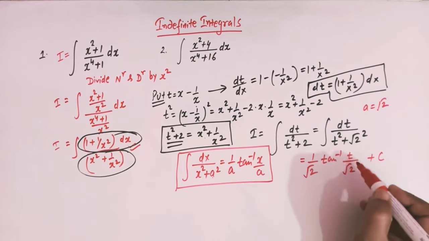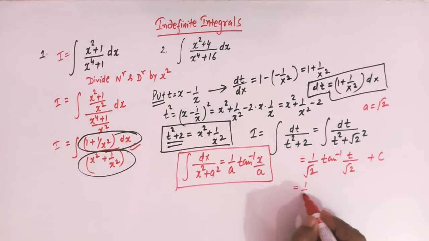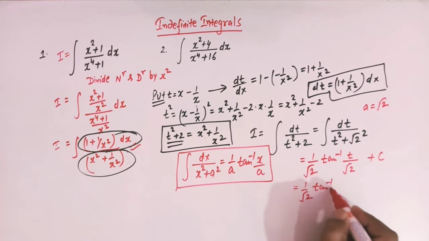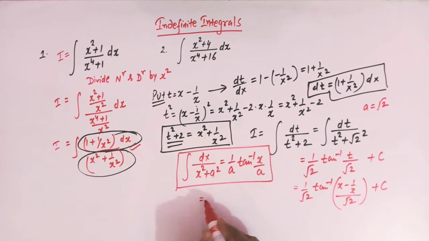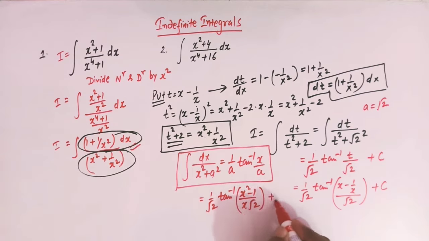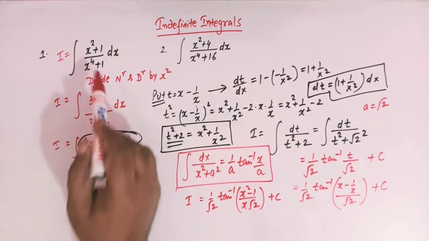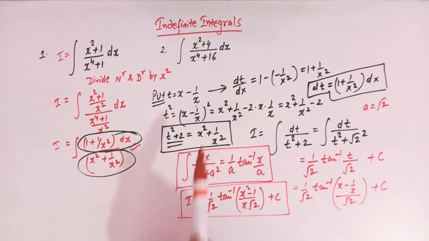So now we can replace this t by x minus 1 over x. So we have 1 over root 2 tan inverse of (x minus 1 over x) divided by root 2, plus c, right? If we simplify it, we have 1 over root 2 tan inverse of (x square minus 1) over (x root 2), plus c, right? So the integral of this rational function is given by this expression. Now let us solve this problem.